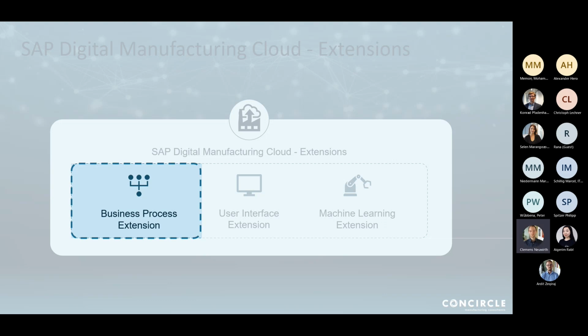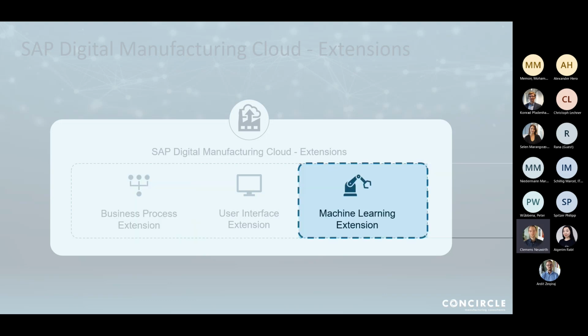The machine learning extensions are designed specifically for the artificial intelligence scenario of visual inspection. The goal of these extensions is to simplify the process of integrating a new machine learning model into the business process. It allows you to upload a trained machine learning model and activate it for use on the shop floor.